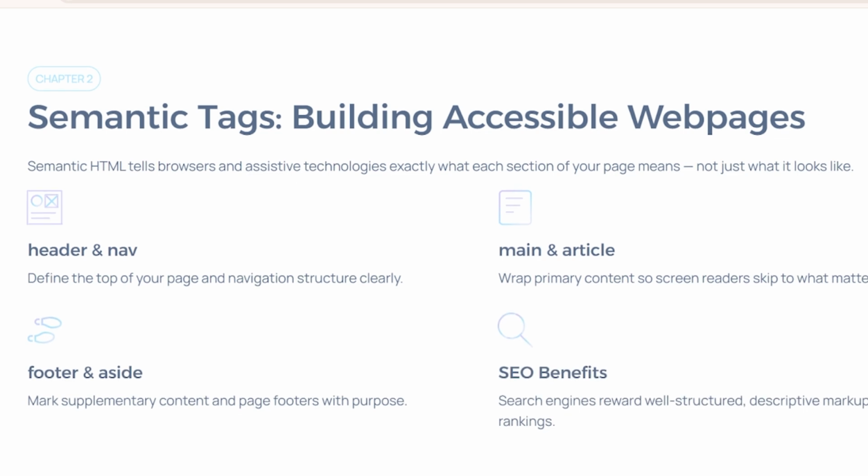Okay, the next one is semantic tags. Semantic HTML means using tags based on their meaning rather than their appearance. This helps browsers, search engines, and screen readers understand your page better. Instead of a plain heading, you can use header or nav for navigation, and then main, article, footer and aside. Footer contains copyright, contact information, and social links. Aside contains related posts, advertisements, and additional information. There are also SEO benefits: search engines favor properly structured websites. Semantic HTML can improve accessibility, SEO, and search ranking. So these are the semantic tags used in HTML.